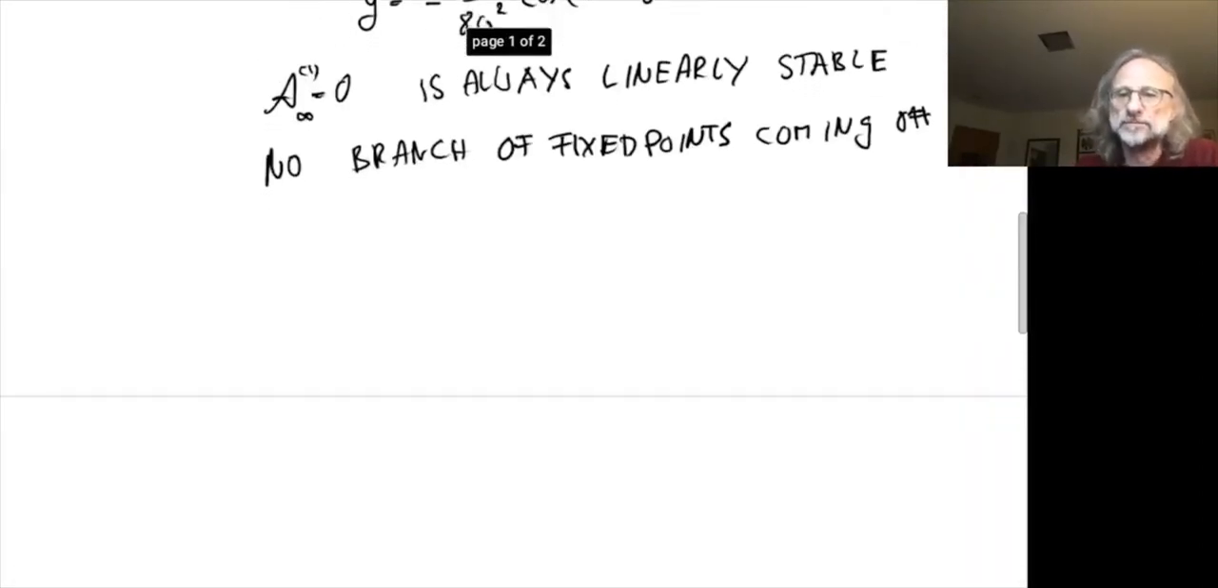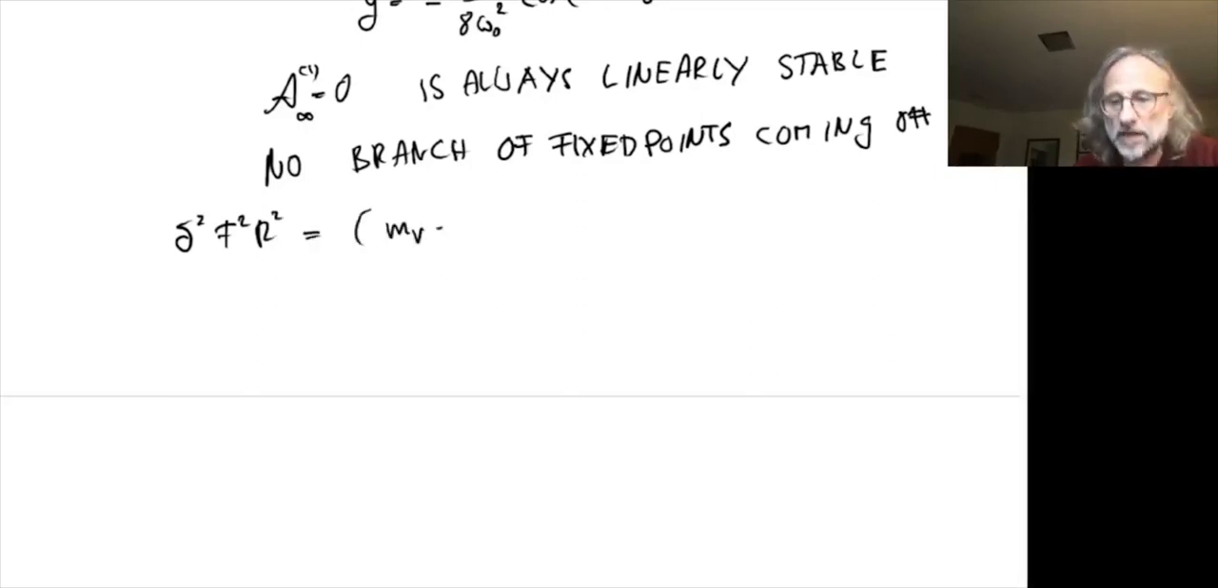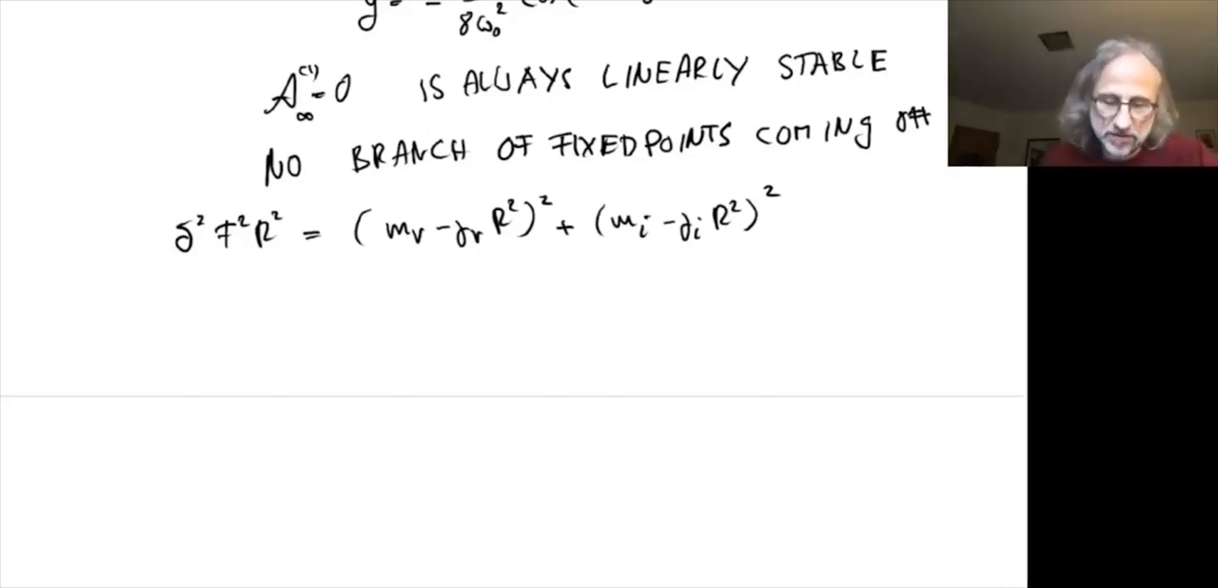So you get delta squared f squared r squared equals mr minus gamma r squared plus mi minus, I'm just copying that from the notes, but this is just, as I said, taking the two equations, solving for the trig functions and summing up the squares. So we see this is, what is it? This is a biquadratic equation. It's quartic, but it's biquadratic. Only r squared shows up.